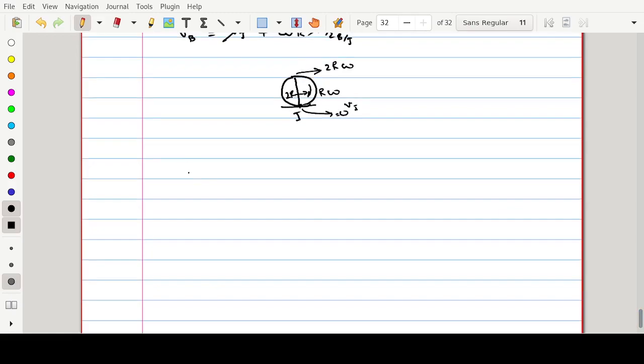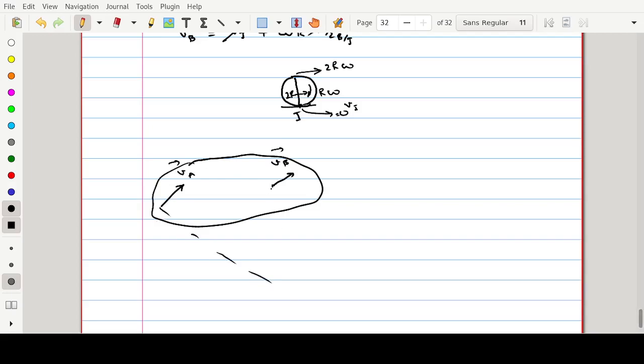Geometrically this can be seen like this: suppose there is a body and you are given velocity at 2 points. So this is VA, this is VB. Then if you draw perpendiculars to the velocity vectors, at any instant they will intersect at a point which is the instantaneous center I. It can be inside the body or outside as well.